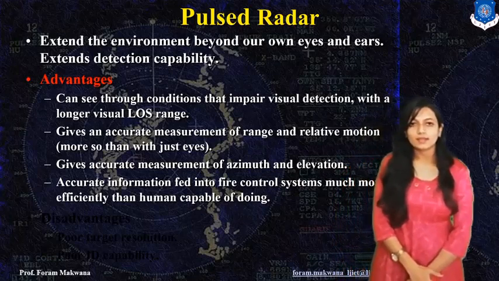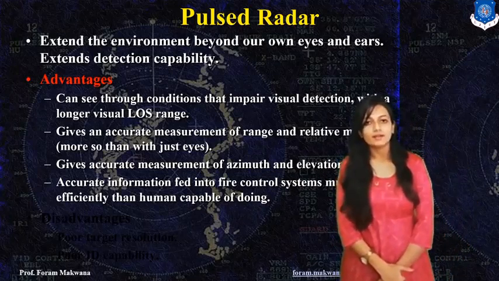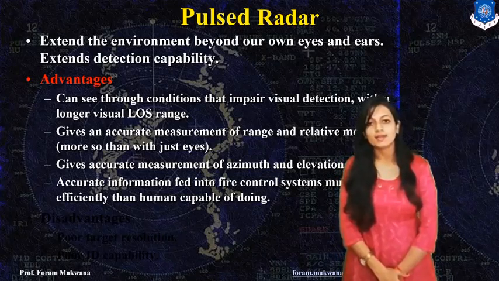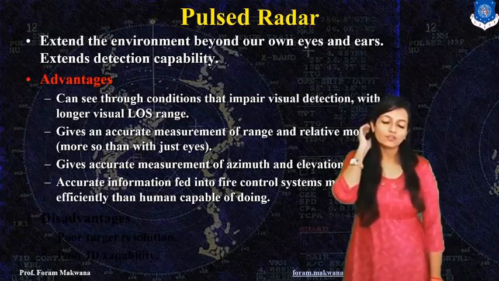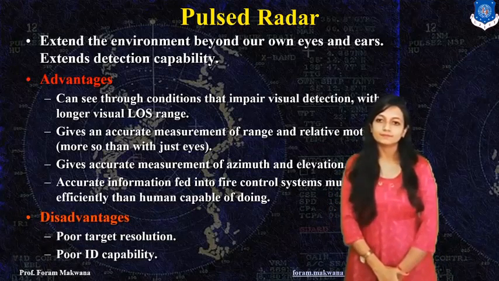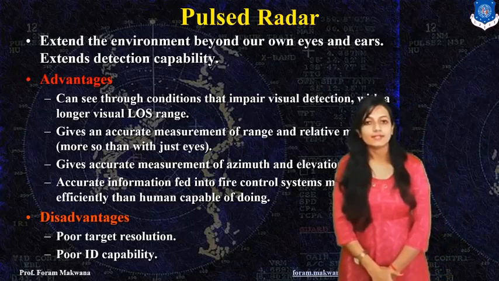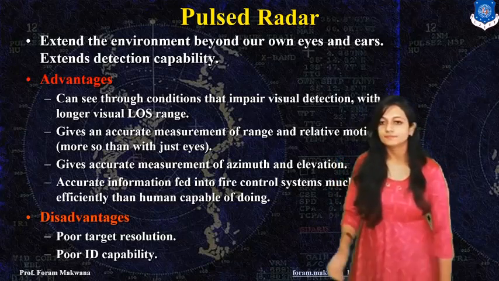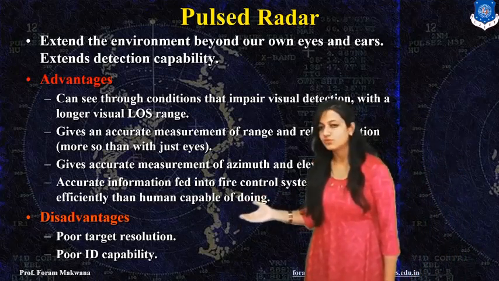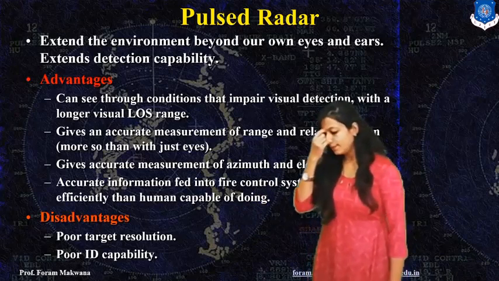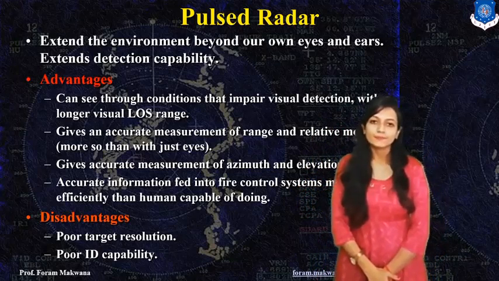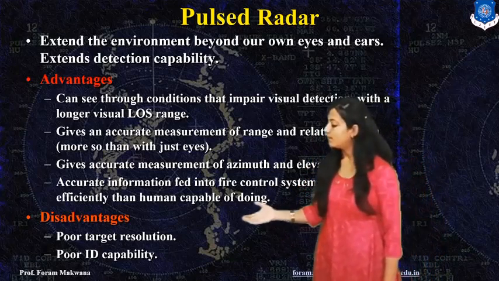Alright? So you can say that with the help of pulse radar, we are able to detect the target. Apart from that, we are able to get information like azimuth and elevation angle and the range of the target and what is the relative motion of the target. Alright? But what are the disadvantages of pulse radar? It provides poor target resolution and poor ID capability. Right? So these are the disadvantages of pulse radar.